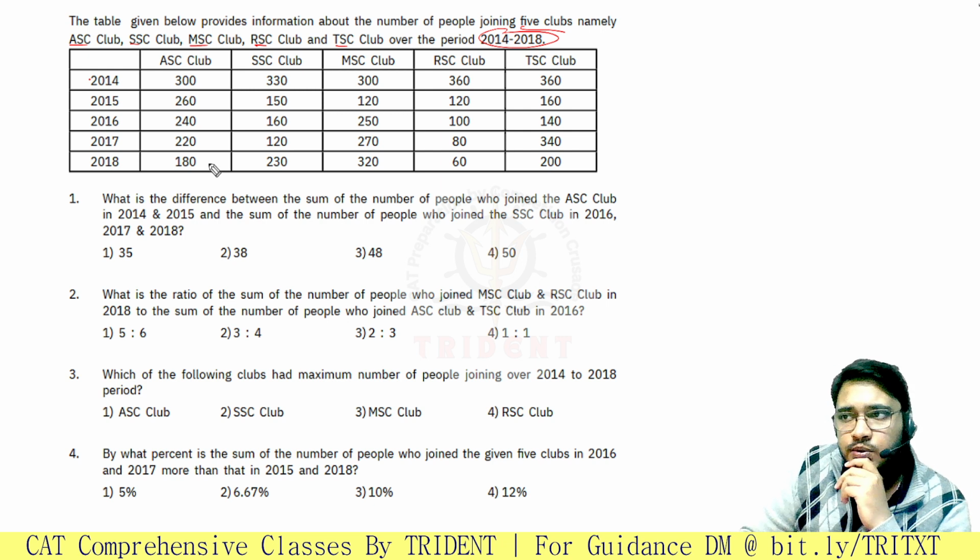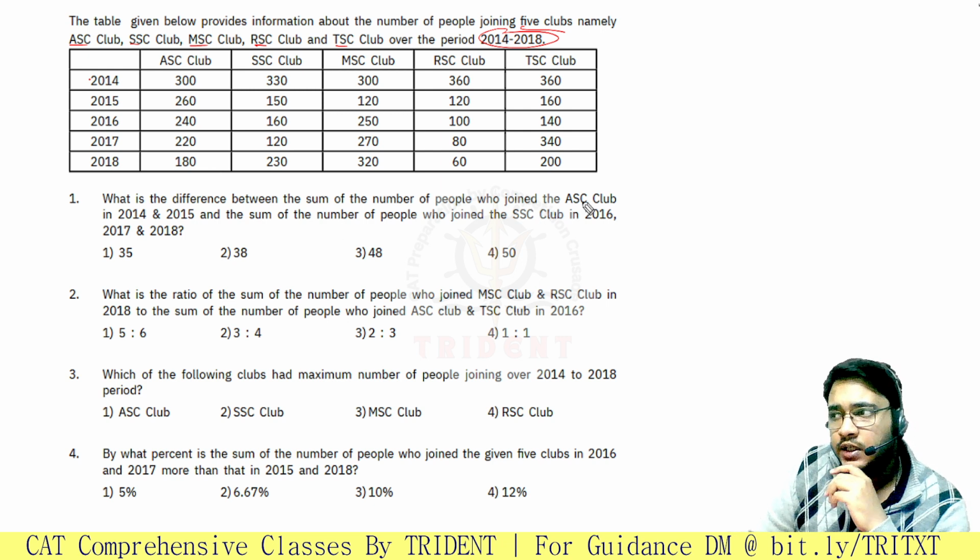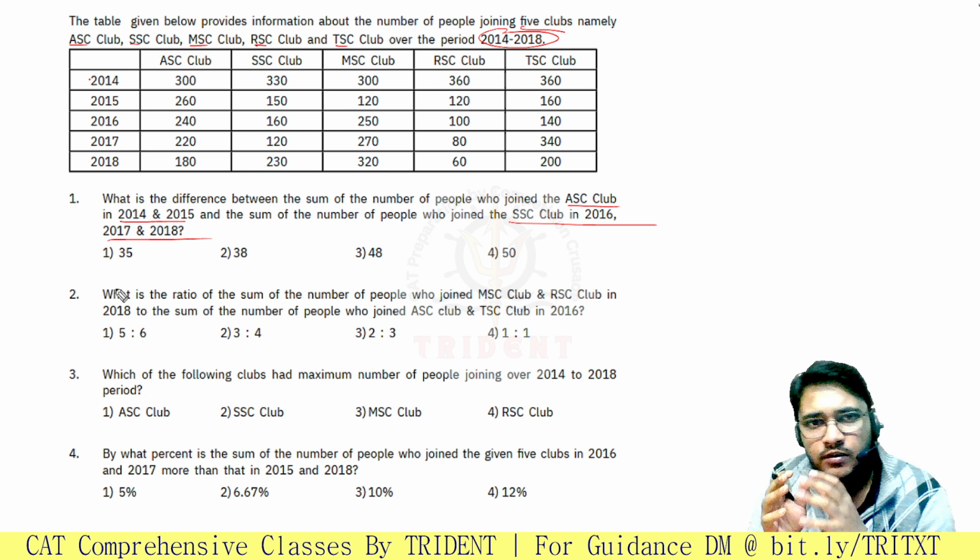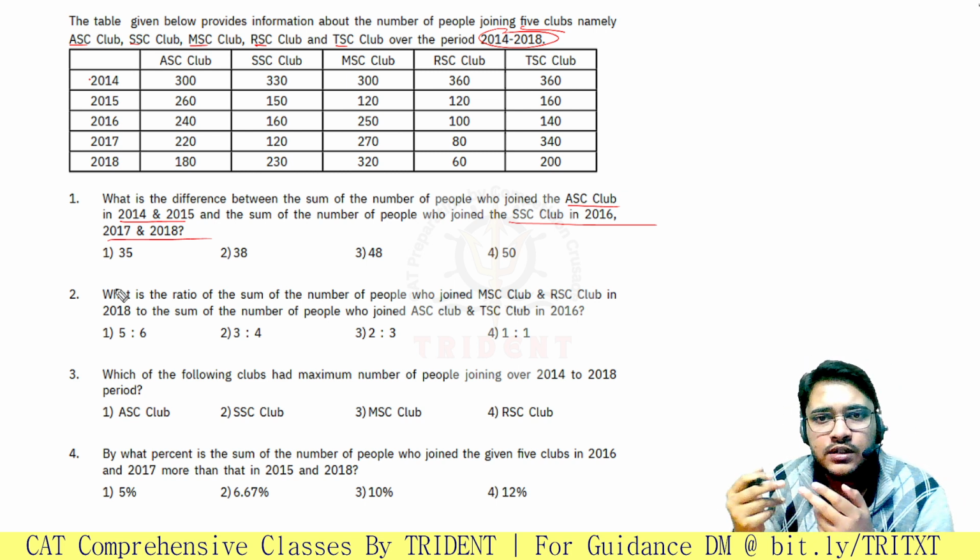Now, the first question is, what is the difference between the sum of the number of people who joined the ASC club in 14-15 and the sum of the number of people who joined the SSC club in 16, 17 and 18? Now, first of all, please understand what is the point of giving you questions like these. Obviously, they're trying to test how quickly you can pick data from the table, add them and give an answer.